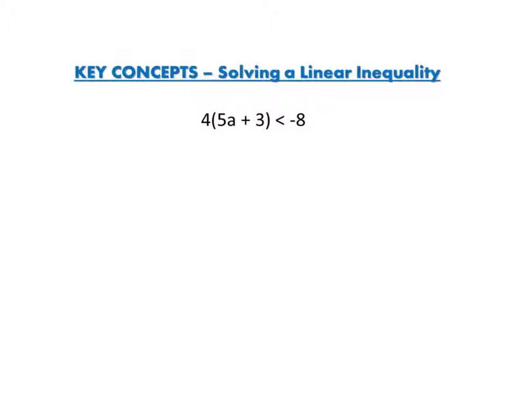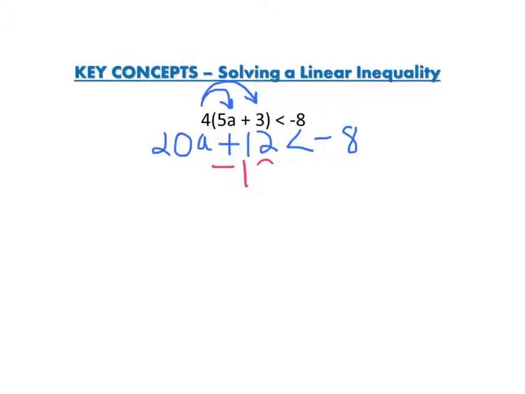Here's another inequality. All right, I'm going to start out. This says 4 times the quantity, 5a plus 3, is less than negative 8. So I'm going to start out by using the distributive property. I have 4 times the quantity, 5a, which gives me 20a, and 4 times 3 is 12, and that's less than negative 8. Again, I don't have any like terms. I don't have variables on both sides. So I look at the number next to the variable, which is plus 12. I'm going to subtract 12 from both sides.